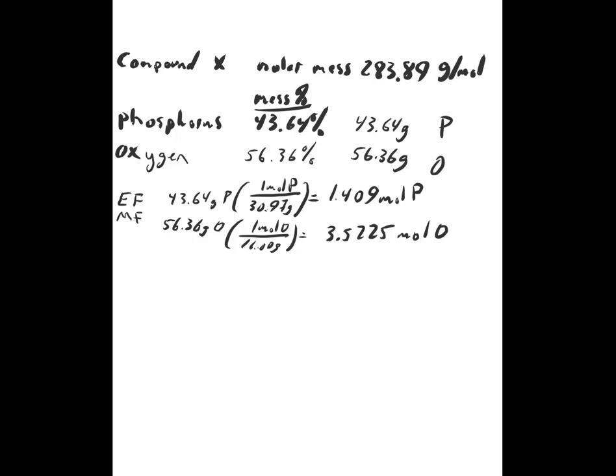So now divide by the smaller. Let's do the phosphorus first. 1.409 divided by 1.409. That's going to give you 1, right? And let's do the oxygen next. Oxygen, 3.5225 over 1.409. And that's probably going to give you a fraction. Let's see what we get.